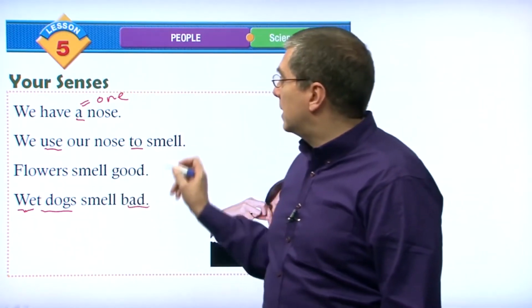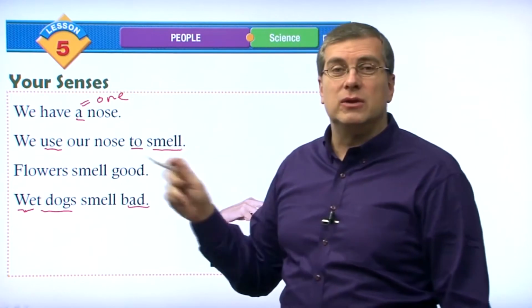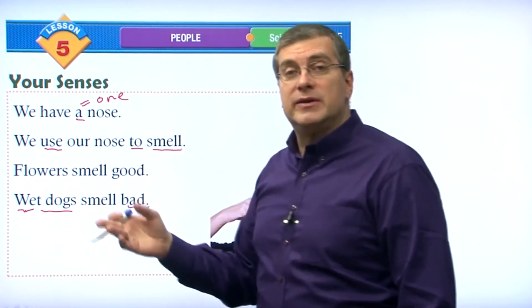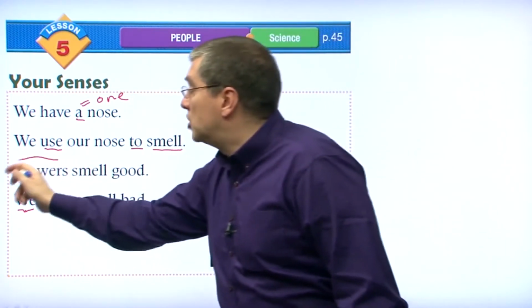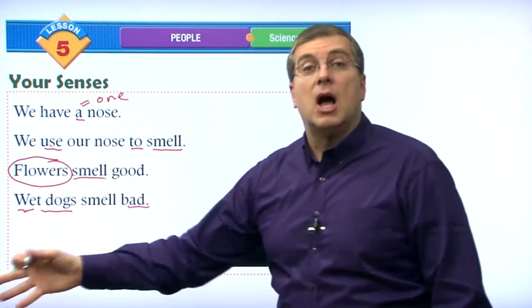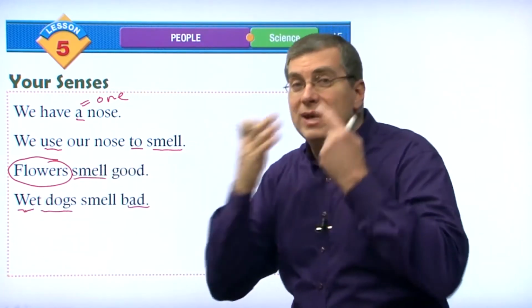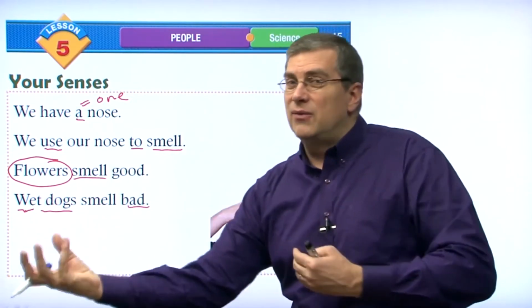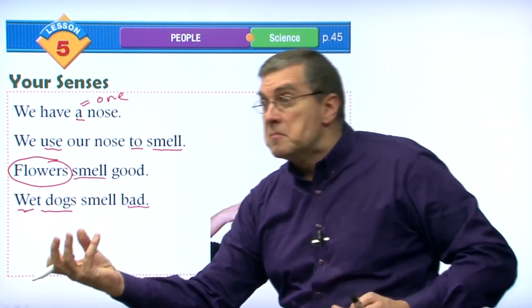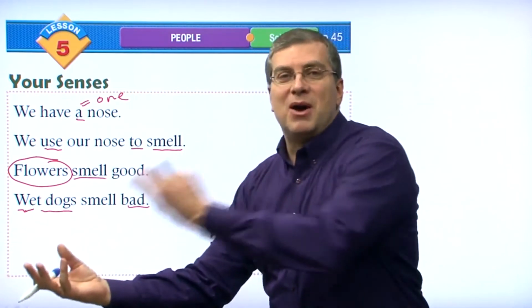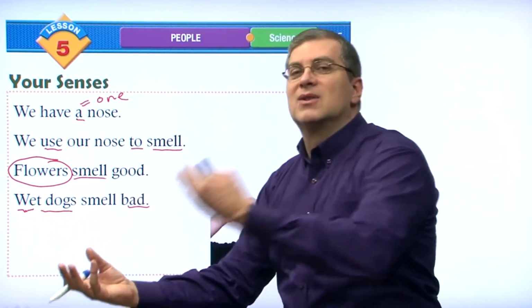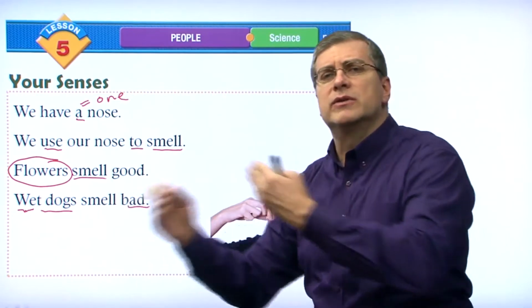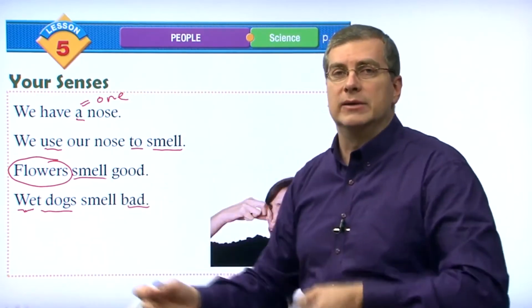Okay, so again, we can see smell can be used two different ways. We smell something, right? But objects smell also. It's a different way. We smell them, but the object smells by itself. The flower isn't smelling. No, we smell the flowers, right? The flower smells good to us. So we use smell in two different ways.